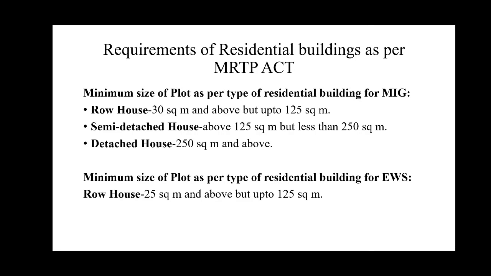For the minimum size of plot as per the type of residential building for the economically weaker section, the area requirement for a row house is 25 meters square and above but restricted up to 125 meters square.